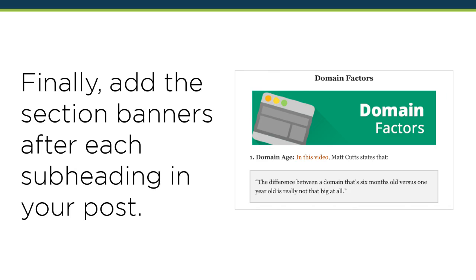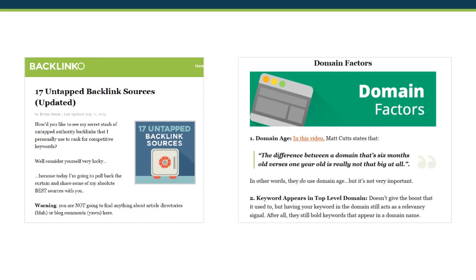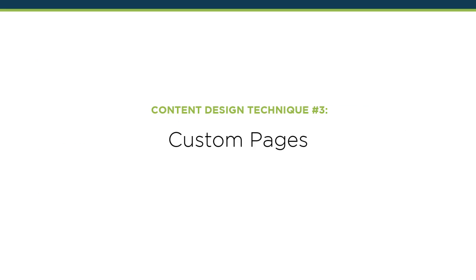Finally, you just need to add the section banners after each subheading in your post. Now, the only difference between the custom blog image and the section banner is that your section banners will be wider than the custom post image that goes at the top of your post. With that, it's time for design strategy number 3, custom pages.